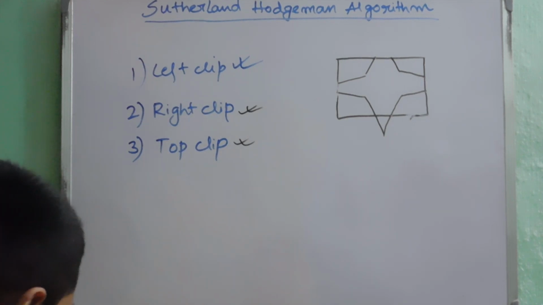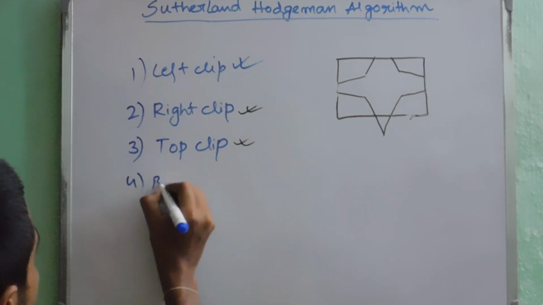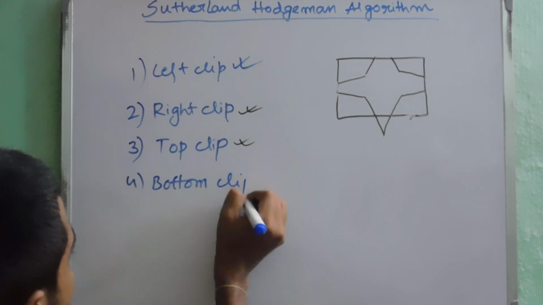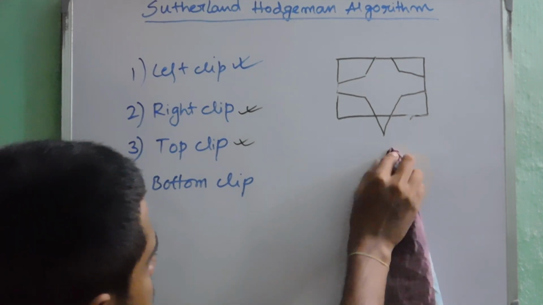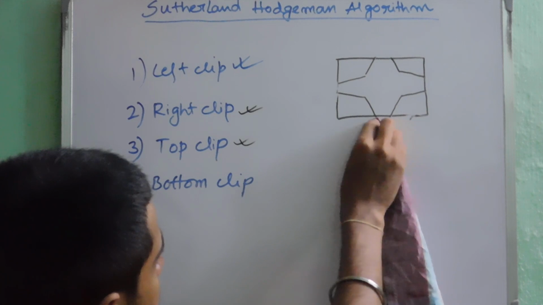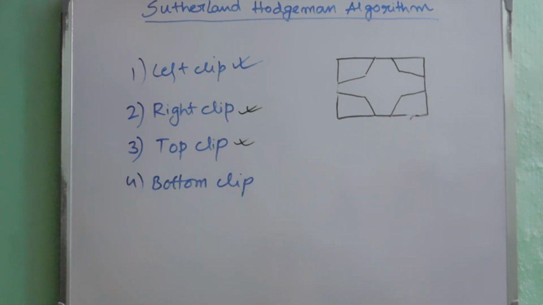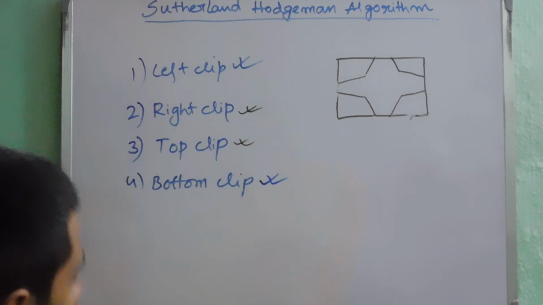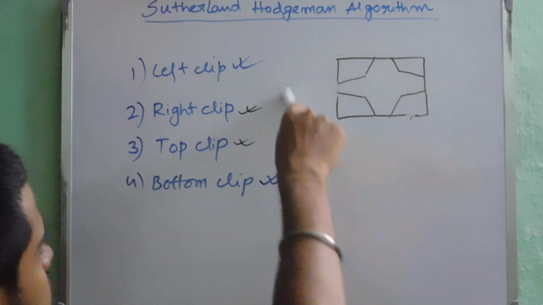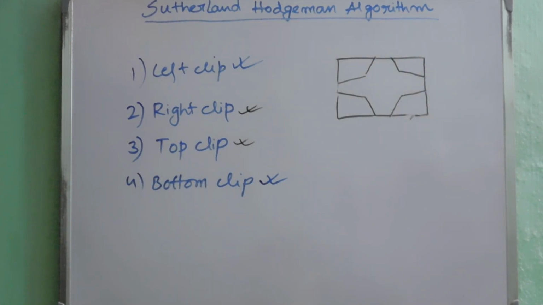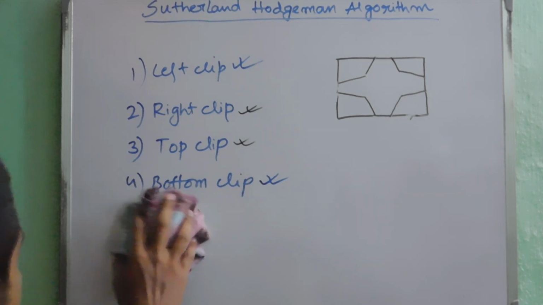Now finally we have bottom clip. Bottom clip is removal of the portion of the polygon that is outside the bottom boundary of the window. So this is also done. Now as you can see, no portion of the polygon is left outside the boundary, so that means the polygon has been clipped. Now this polygon clipping is done based on 4 cases. So we will see those cases now.